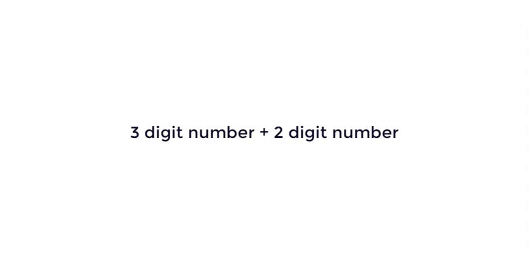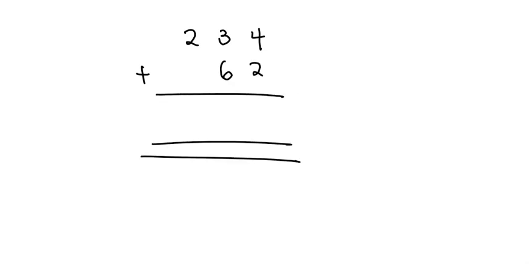Let's now look at a scenario where we have a 3-digit number being added to a 2-digit number. So if you are given 234, then you're told plus 62. The same concept will apply. You start with the ones, 4 plus 2, 6. Then you go to the tens, 3 plus 6, 9. Then you go to the hundreds, 2 plus 0, 2. We get 296. Let's try another example.